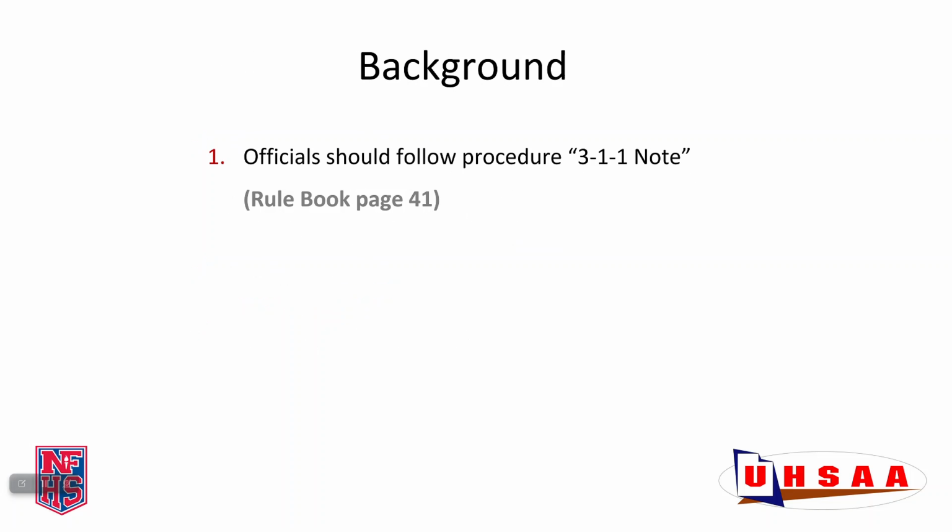The background. Well, before we get to the UHSAA approved procedures, we need to make sure we're familiar with the Federation rule procedures for resolving tied games. This is covered in Rule 3-1-1, the note, on page 41 of your rule book. Also, resolving tied games in the rule book on page 87 covers some important topics that need to be learned in order to execute the Utah procedure properly.